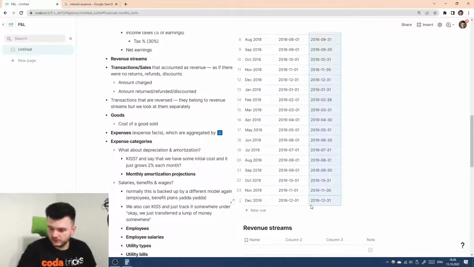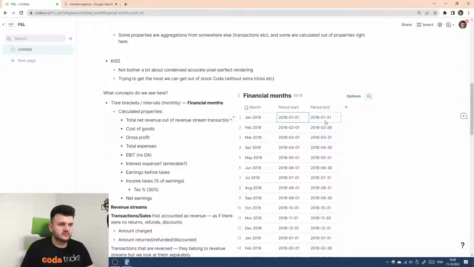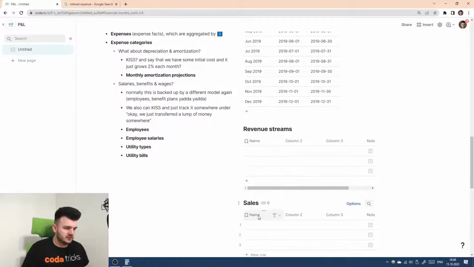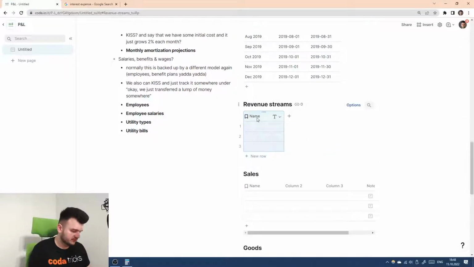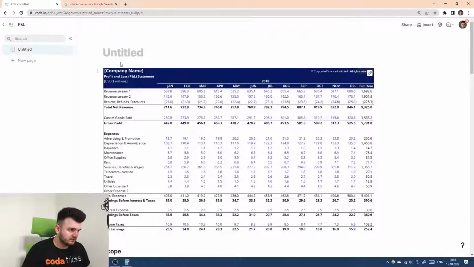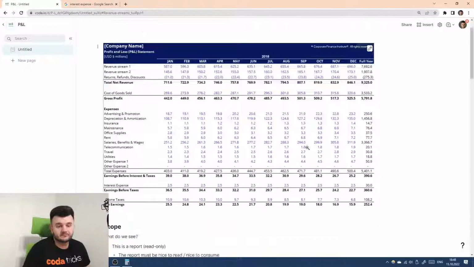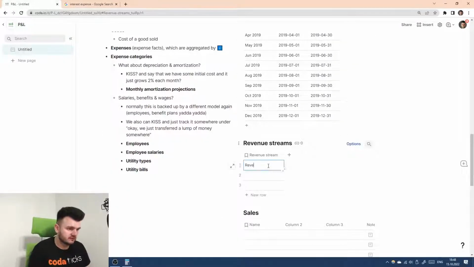Yeah, we've got the start, the end, the start, the end, the start, the end. Then we have revenue streams, and for the revenue streams, it's going to be a very simple table where we have revenue stream 1 and revenue stream 2.